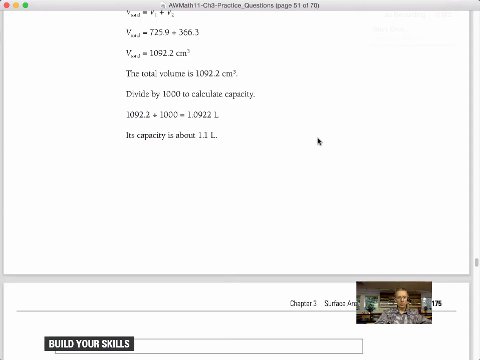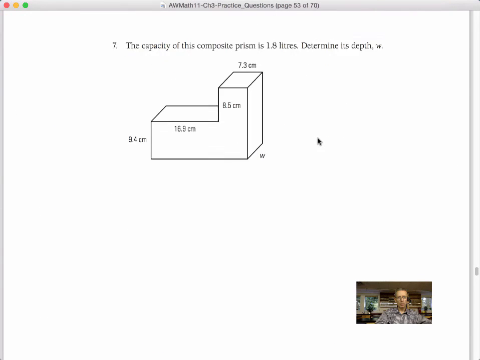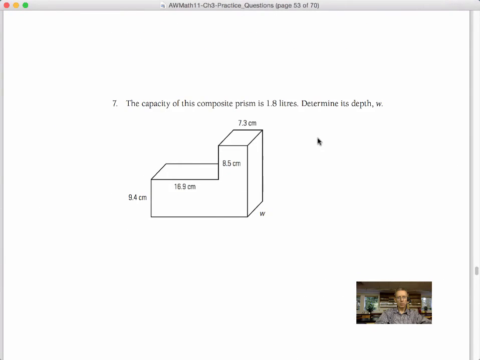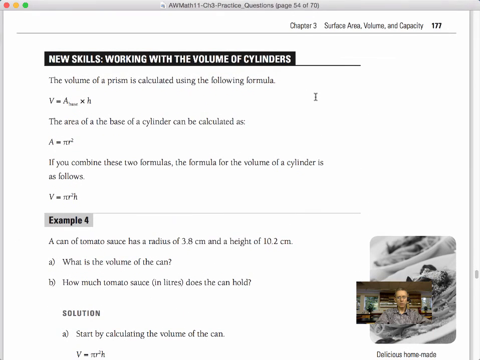So I'll leave you to do all those build your skills questions, and we'll pause the video here before the next section. I'll make a separate video for the next section, starting on page 177.